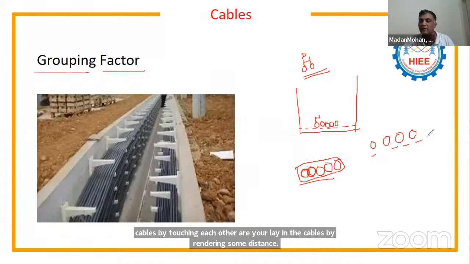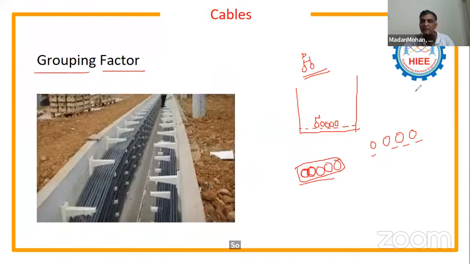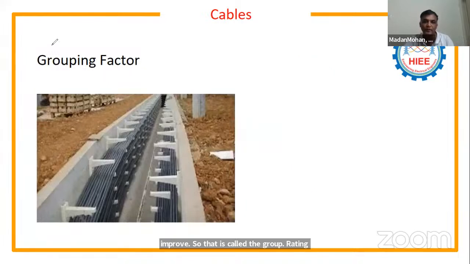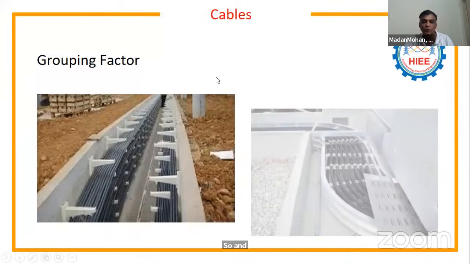In the bus also, if everyone is sitting in their respective seats, then air circulation is very free, and you don't feel that travel nervousness. The same thing happens to the cable. If you are maintaining the distance, there is air circulation. When the air circulation is free, the temperature comes down, then conductivity will improve. So that is called the group rating factor. And the next is grouping factor.